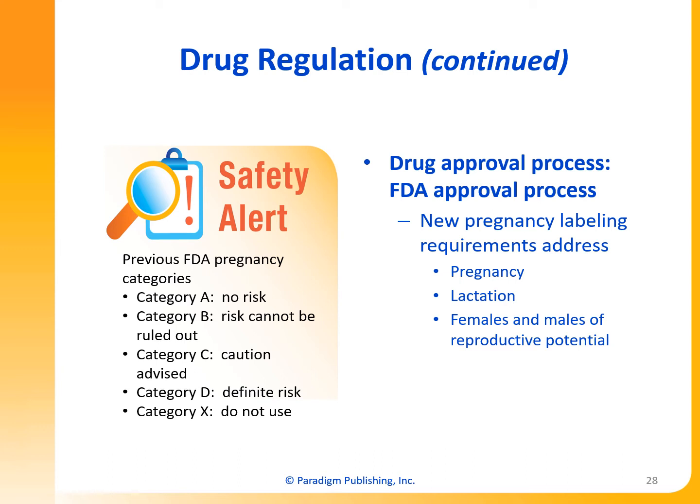All right, there are different safety alerts that you might see on different medications. For example, as I mentioned before, if you're pregnant, that comes with a lot of risk for taking different over-the-counter and prescription medications. There are different labels. Category A is no risk, which means it's safe for everyone. Category B is the risk can't be ruled out. Category C is caution advised. D is a definite risk, and X is do not use.